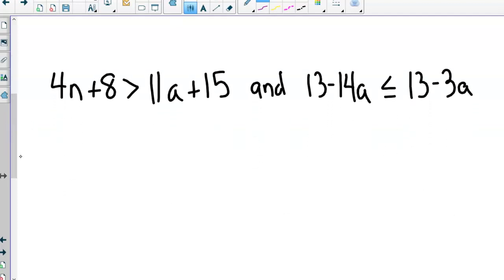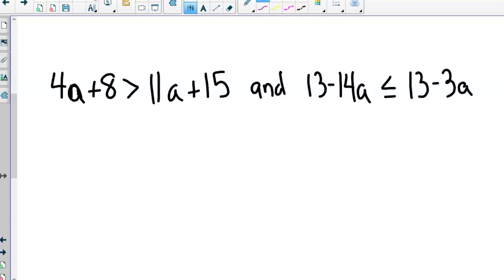We should have 14a. I don't know why that's an n. That's on me. We have 4a plus 8 is going to be greater than 11a plus 15. And we also have 13 minus 14a is going to be less than or equal to 13 minus 3a. So let's get to it.